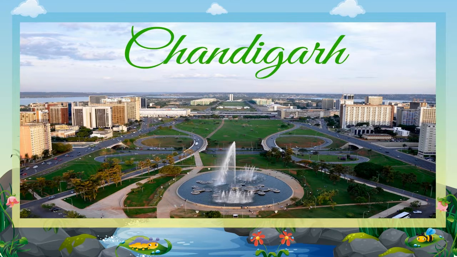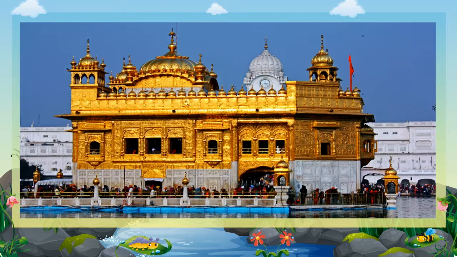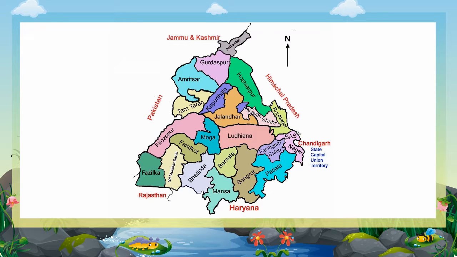The capital of Punjab is Chandigarh. The Golden Temple is located in Amritsar. Other important cities of Punjab are Ludhiana and Jalandhar.